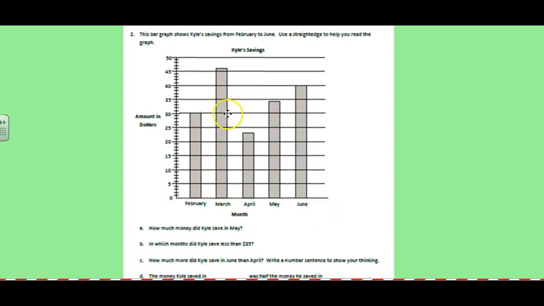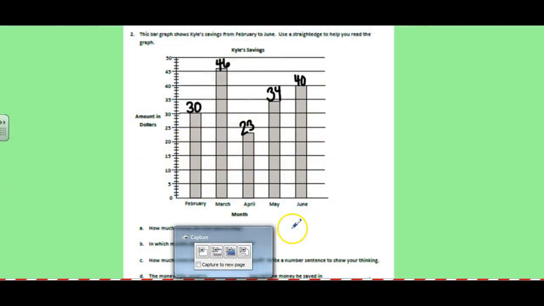So since we're not positive which bar is which amount, what I like to always do is go above the bars sometimes and actually write what each bar represents. So go above February, and I want you to put that that is 30. When we're looking at March, I see that it's right above the 45, so that must mean that this is 46. And then when I look at April, it looks like it's at 21, 22, 23. So above April, you need to put 23. And then in May, it's almost on 35, so that must mean that it's on 34. And then June is directly on 40. So get those numbers written above each bar because that's going to make it easier for us to answer these questions down here at the bottom.